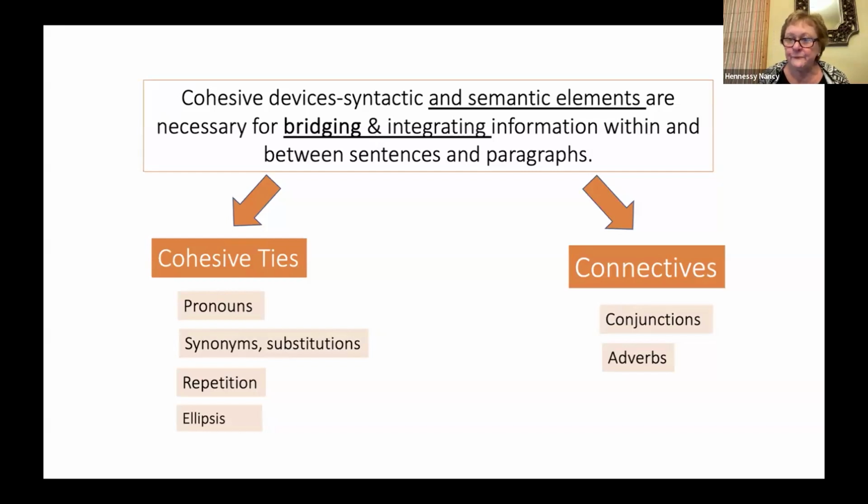We have cohesive ties, and I think many of you can come up with examples for these. Pronouns, for instance, The One and Only Ivan, he, all right. Synonyms and substitutions, in which instead of Ivan we might say the great ape. Who's the great ape? Oh, it's Ivan. And then repetition: Ivan, and then Ivan again, and then Ivan again. And then ellipsis, in which we haven't quite finished the sentence, but one has to use the information provided beforehand in order to complete the thought.